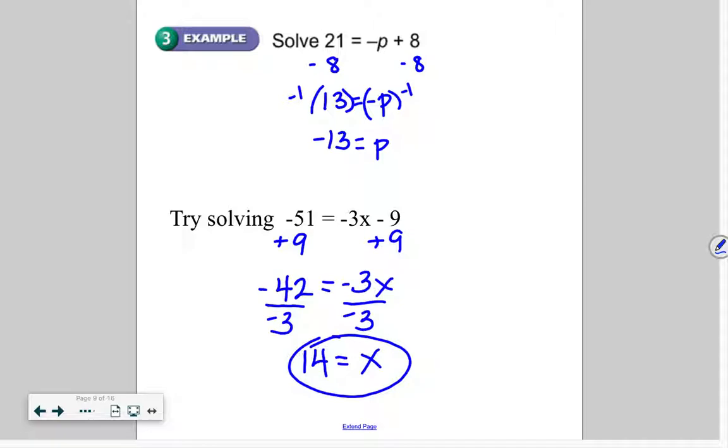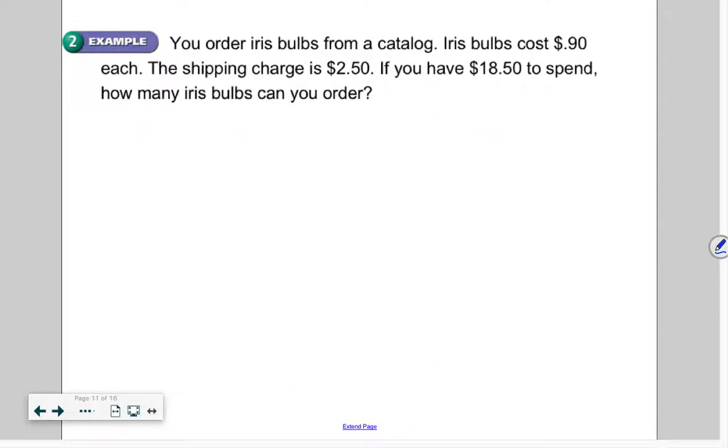Okay, let's transition into story problems. You order iris bulbs from a catalog. Iris bulbs cost 90 cents each. What does that already sound like? 90 cents each. Sounds like multiplication, doesn't it? The shipping charge is $2.50. If you have $18.50 to spend, how many iris bulbs can you order? What's our variable? What are we trying to solve for? Okay, so B is going to be the number of iris bulbs.